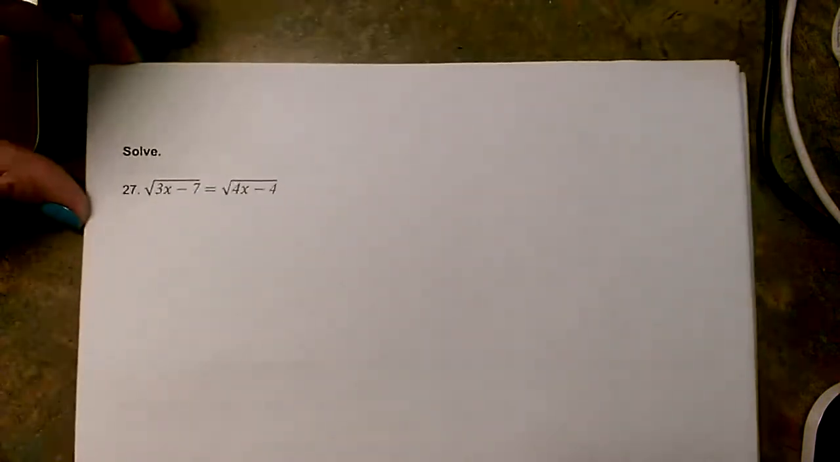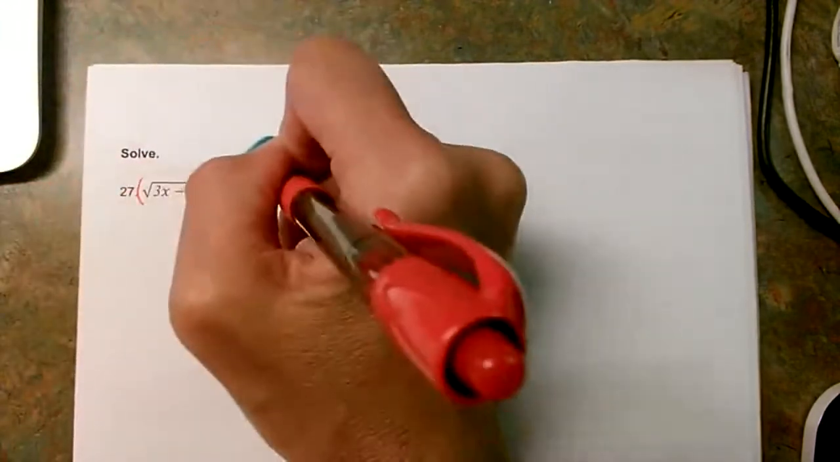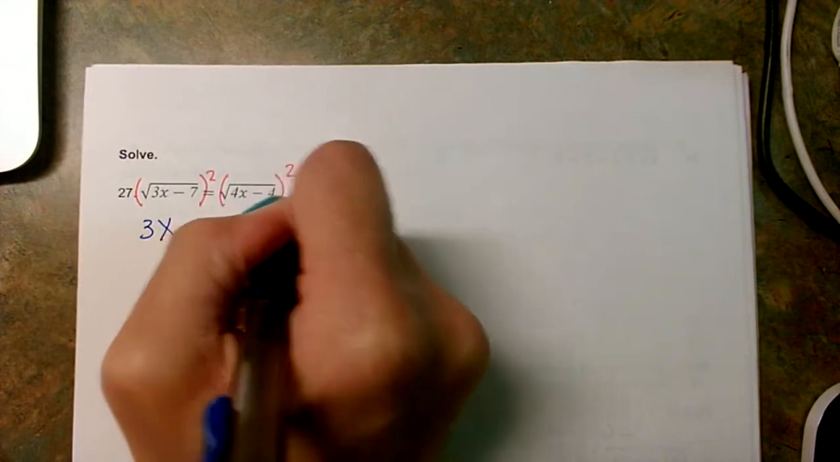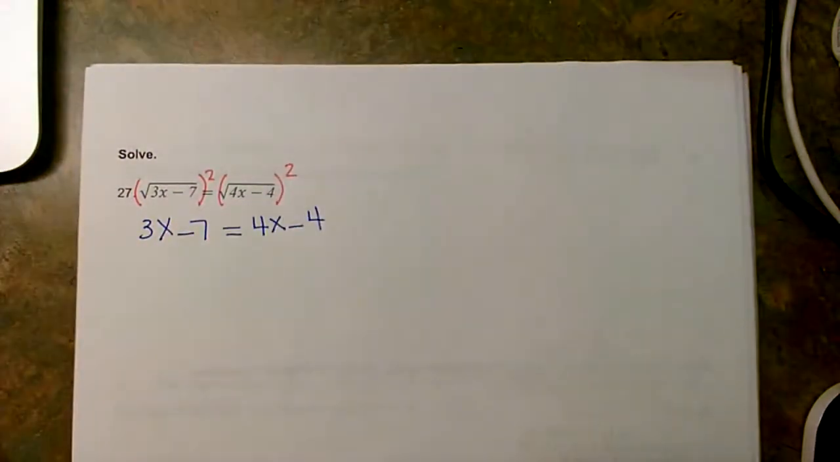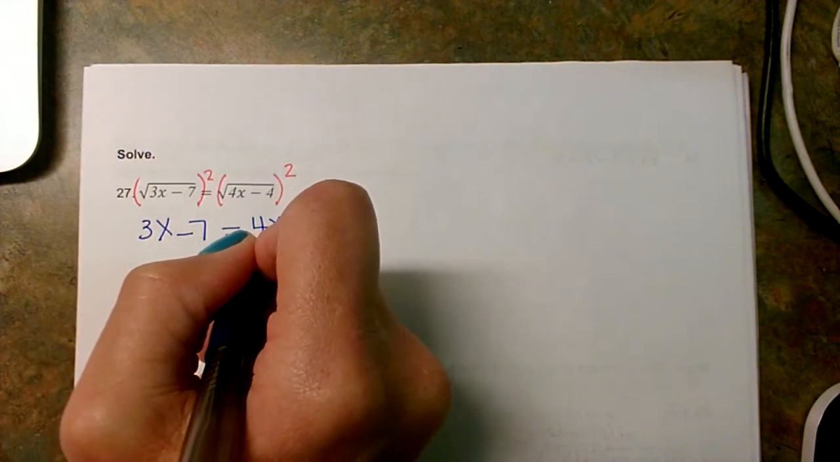Here's 27. We're just talking about a square. So I need to square both sides in order to get rid of the square root in this case. So this is going to be 3x minus 7 equals 4x minus 4. We could do it in 2 steps where we move the 4x, then we move, you could do it either way.